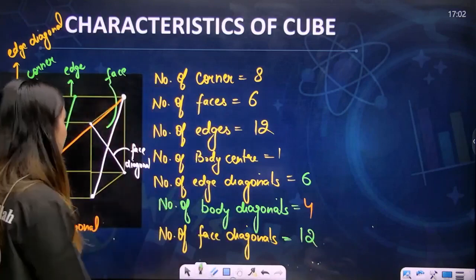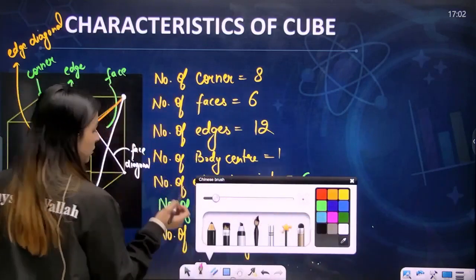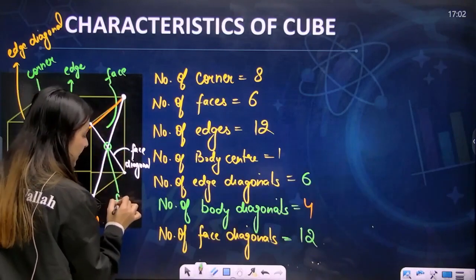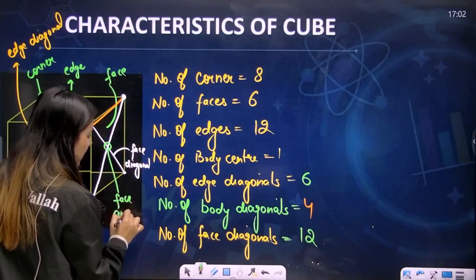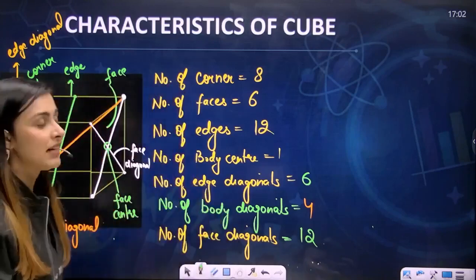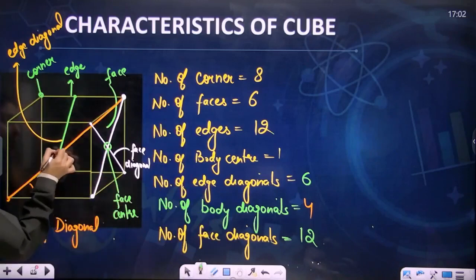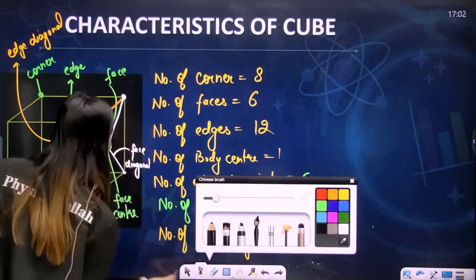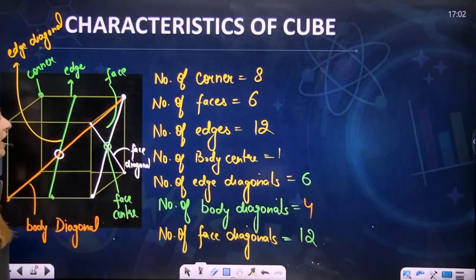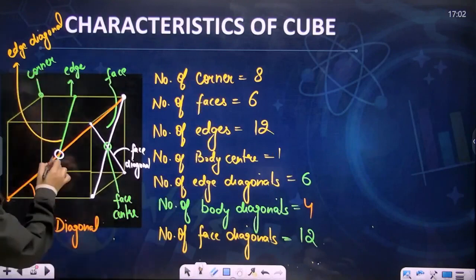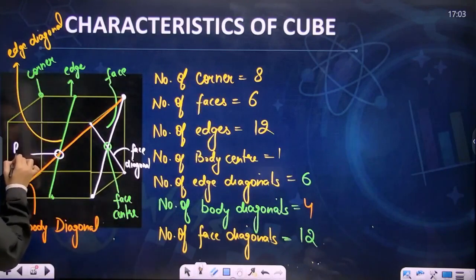My dear students, this particular point out here is the face center. Where the 2 diagonals cross each other is your face center. And this particular point, where all the edge diagonals and body diagonals come and cross each other, is your body center. So this is your body center.